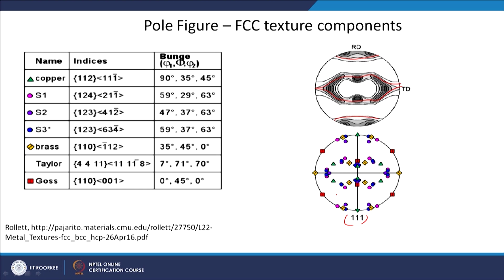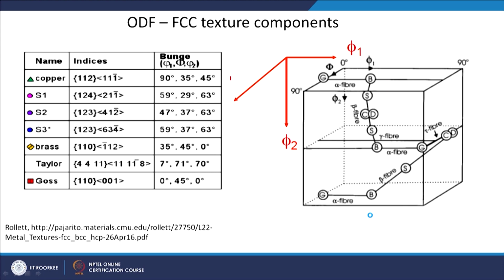If you see intensity for any particular component only at a certain location and not for others, then you will be able to say that there is a Gauss texture in the material. Or for example, in this case brass, it will be a brass texture in the material. You can see it in terms of ODF also, as we saw in case of BCC material.